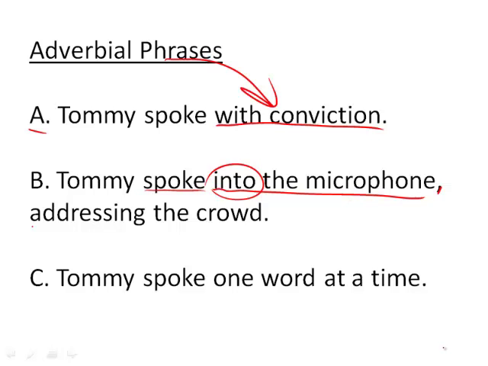Then there's addressing the crowd. So how did he speak? He spoke addressing the crowd. And this is a participial phrase using the participle form of addressing. We haven't learned about participial phrases, but that's coming up soon, so get ready for that. C, Tommy spoke one word at a time, again describing how he speaks, one word at a time. Few words, basically functioning as an adverb.